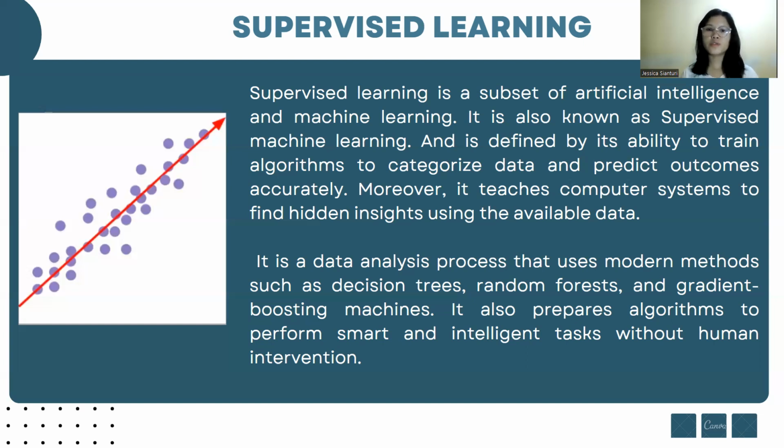Examples of supervised learning include image classification, speech recognition, and sentiment analysis. In each of these cases, the algorithm is given a set of labeled data and uses this information to learn how to classify new unseen data. By providing the algorithm with feedback on its performance, we can improve its accuracy every time.